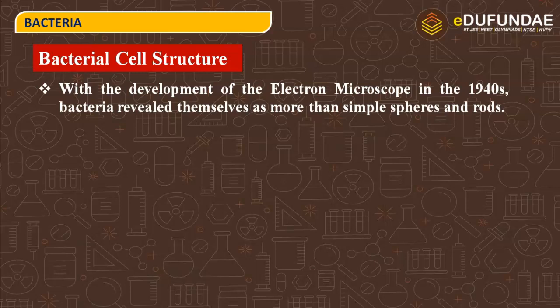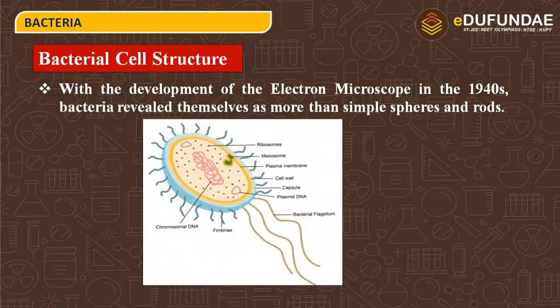That means when initially such advanced microscopes were not available, at that time the structure of bacteria appeared like simple spheres. We call them the coccus bacteria, or the rods that we call the bacillus bacteria. But later on, after the development of the electron microscope in 1940s, a more diversified and more detailed form of the structure of the bacterial cell could be studied. So this is how a normal bacterial cell looks like.